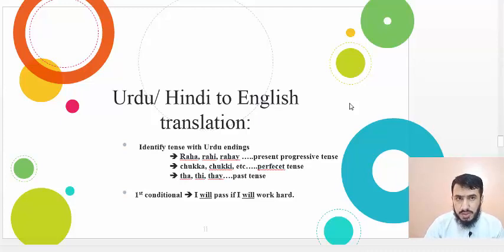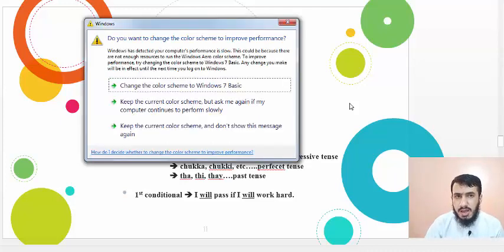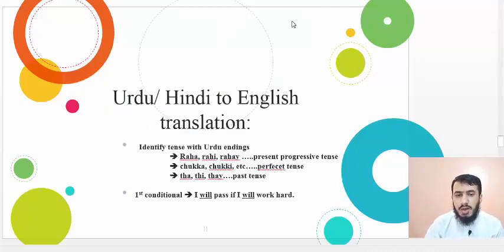So how do they do it? As I mentioned earlier, they identify tenses with the help of Urdu or Hindi endings. For instance, they say raha hai, rahi hai, rahe hai. If there is raha hai, rahi hai, rahe at the end of a sentence, then that sentence belongs to the present progressive tense. And if it is chuka, chuki, chuke, it is present perfect tense. Or if it is tha, thi, te, it is past tense. These are all Urdu terminologies that they usually employ in order to teach English, which is not an appropriate manner.